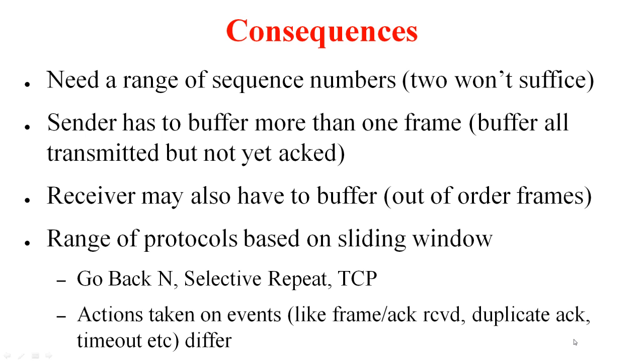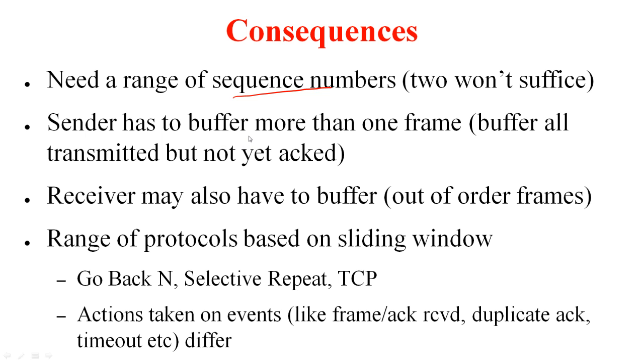So compared to the stop and wait protocol, how have things changed? Now we need a whole range of sequence numbers. In stop and wait, we just used 2 sequence numbers. That is not going to suffice anymore. How many we will see shortly, but we need a much bigger range. Not only that, in stop and wait, if the sender just buffered the previous packet, or whatever packet it has currently sent, things are fine.